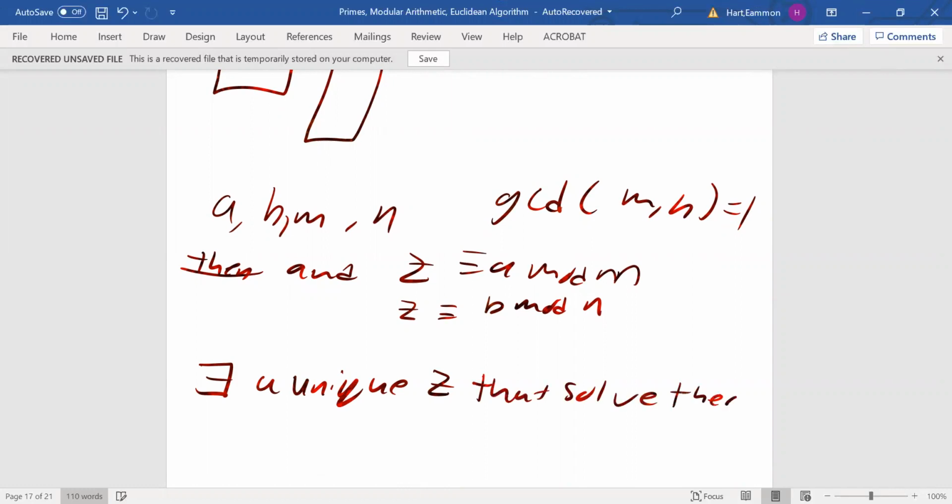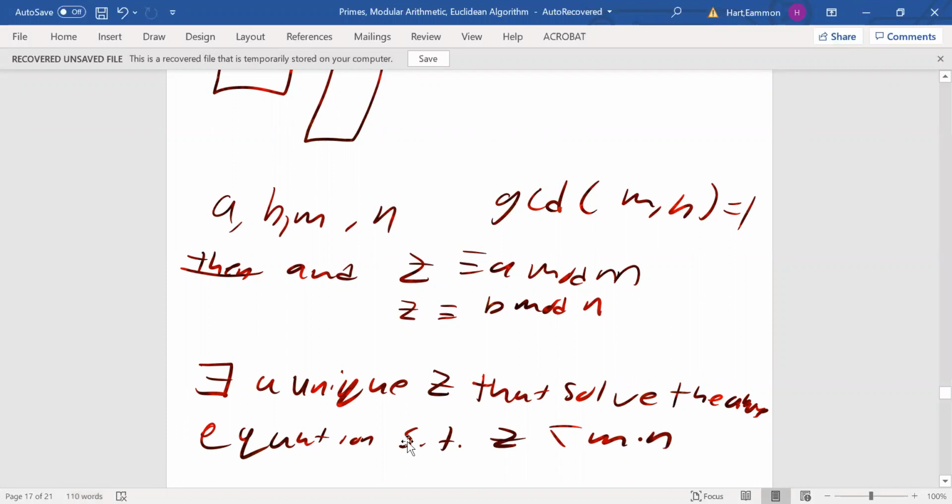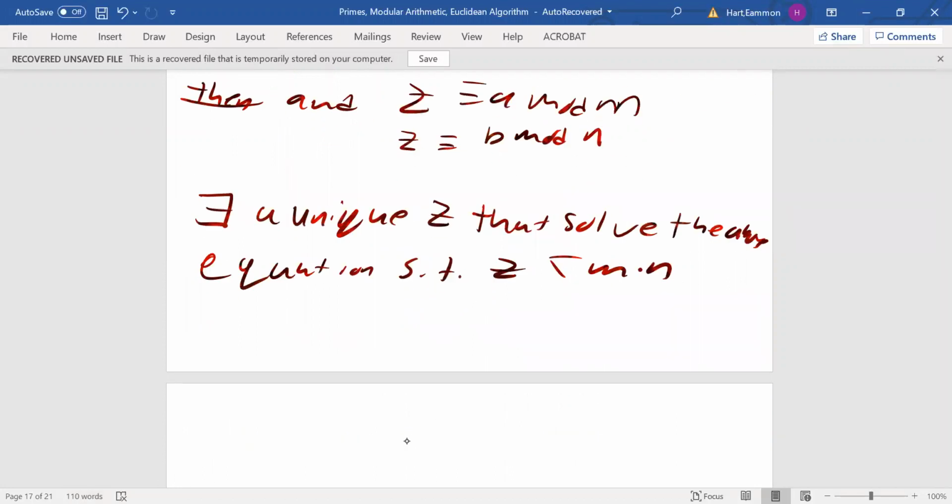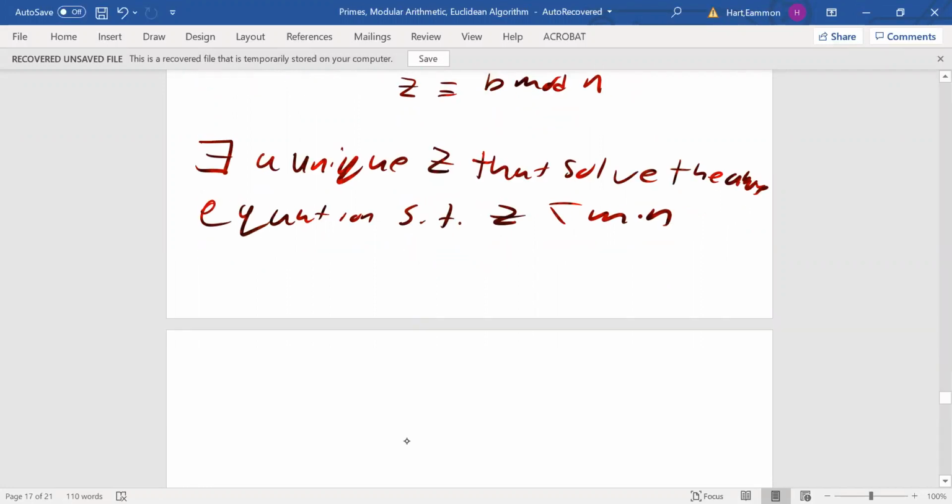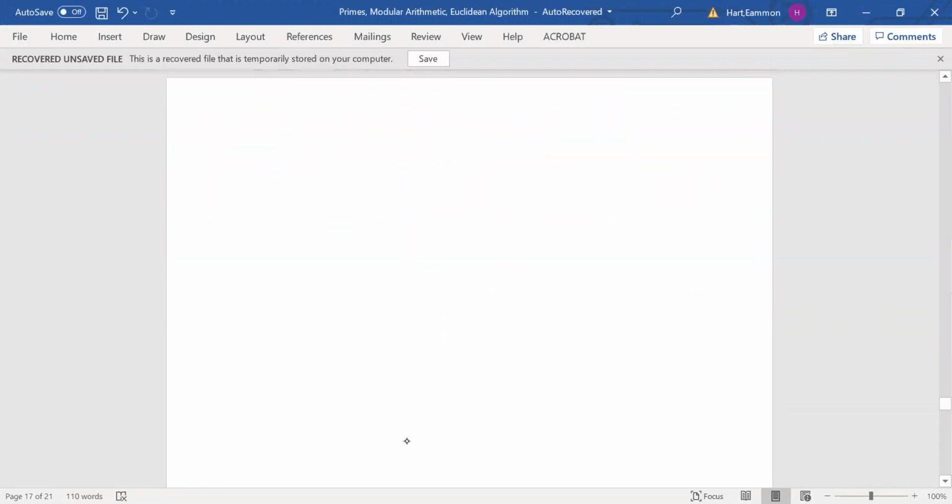The above equation, such that Z is less than M times N. This last requirement is necessary, because otherwise I could just add MN to my solution, and it would be clear that it would still be congruent to both A and B mod M and N respectively.